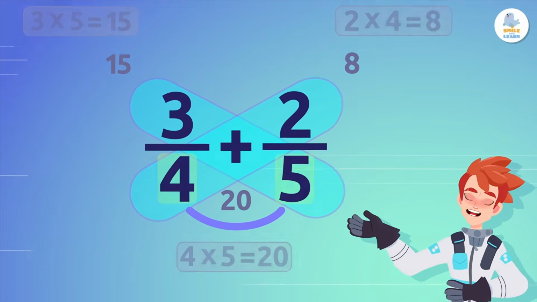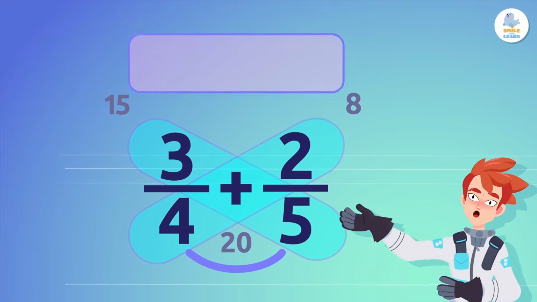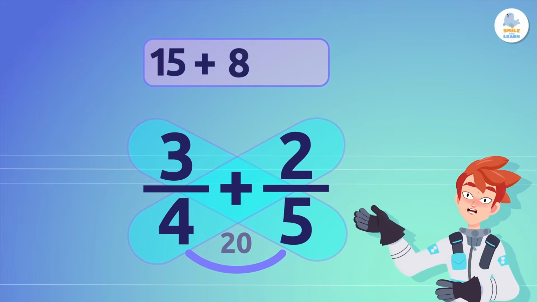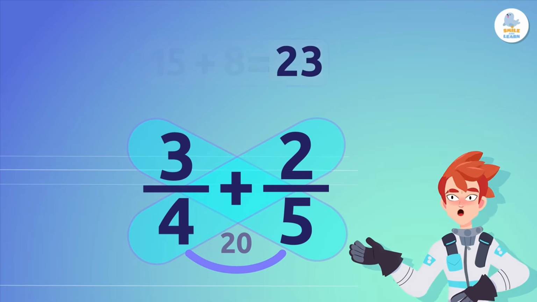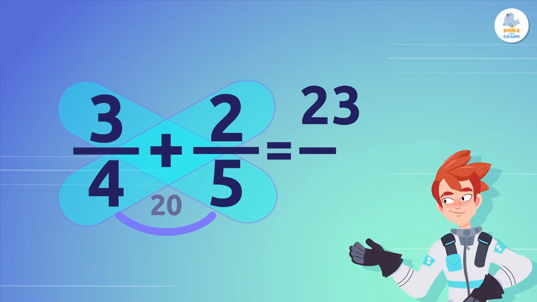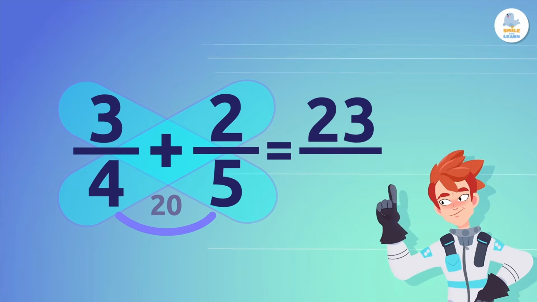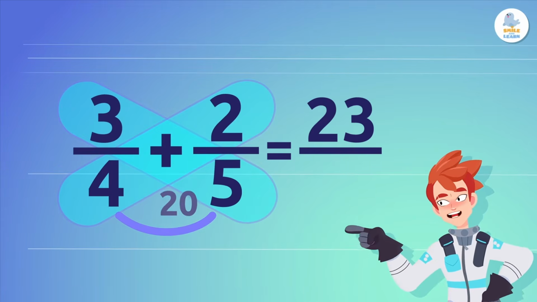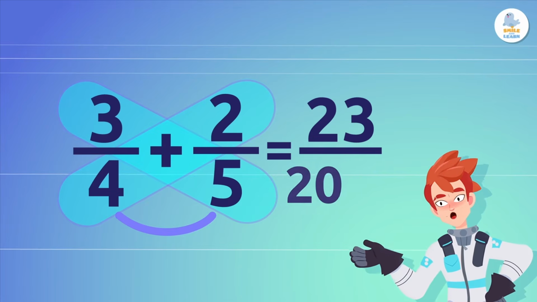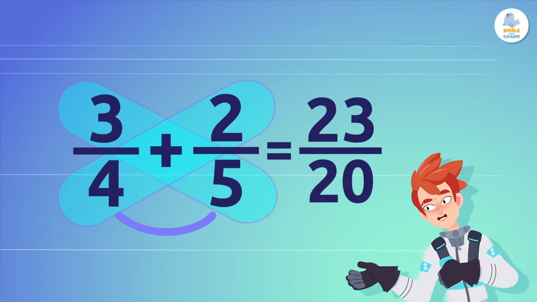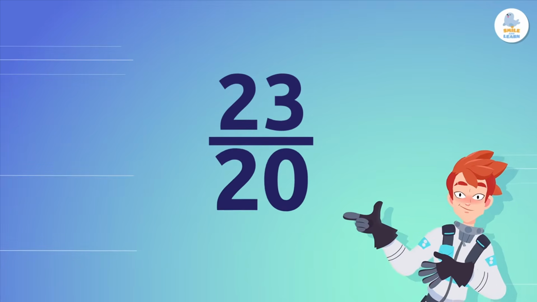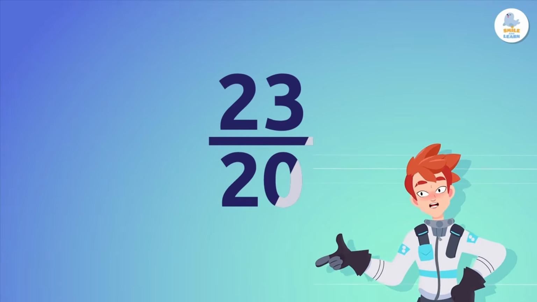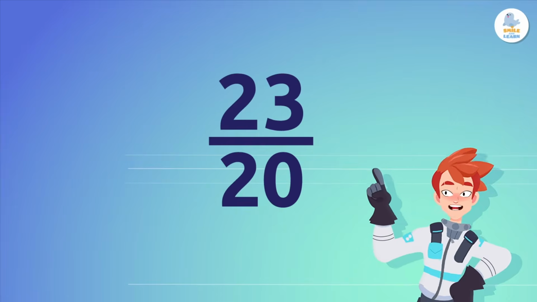Now we add the products of the cross multiplications. 15 plus 8 equals 23, which is the numerator of our answer. Finally, we write the numerator 23 and the denominator 20, which gives us 23 over 20. We're finished! See how easy it is?